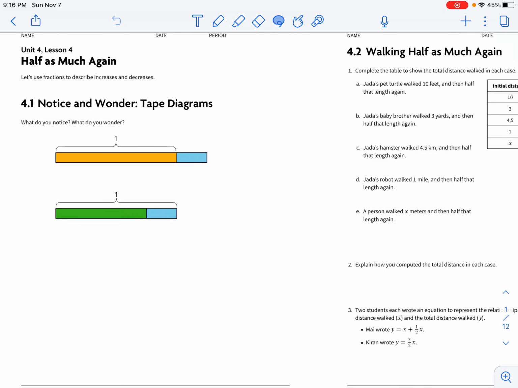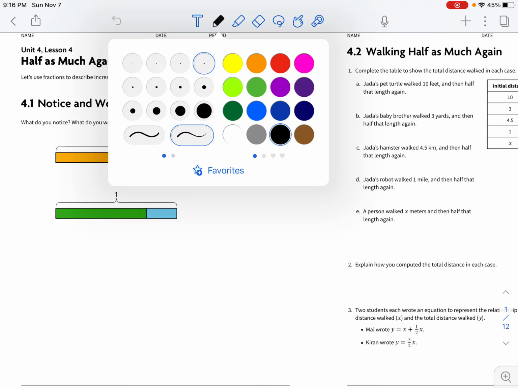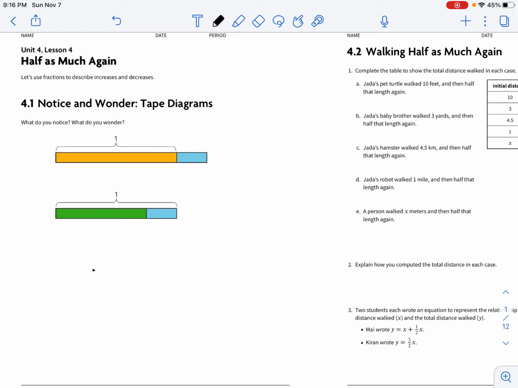All right, looking at some ratios now. We're using some tape diagrams. First thing, what do you notice? What do you wonder? Well, first thing I notice here is that the full length of this second one is actually the same length as the original one. So this is equal to 1 up above. They both seem to increase by the same amount.